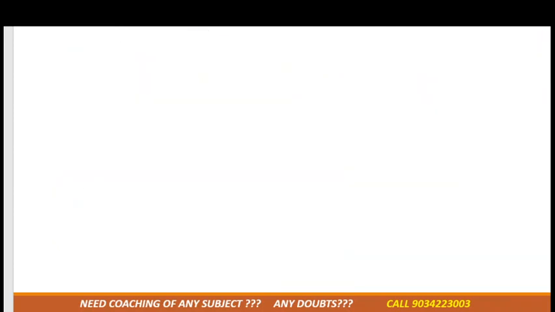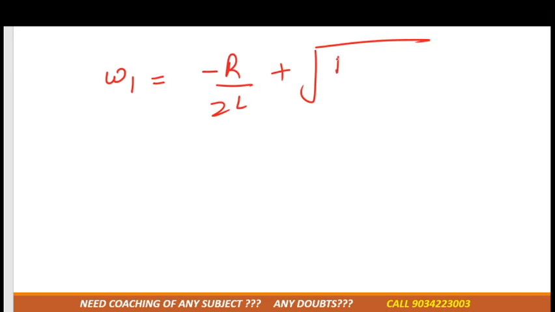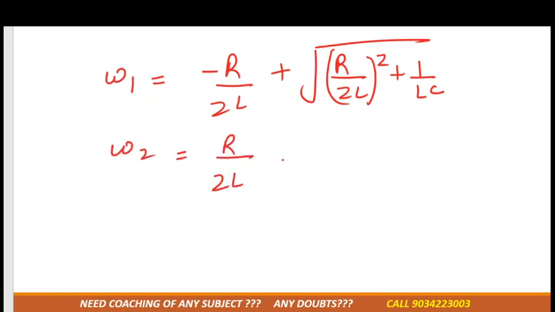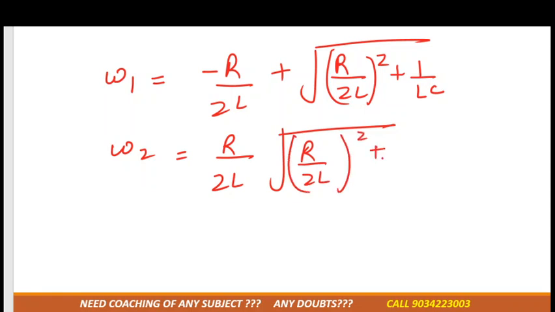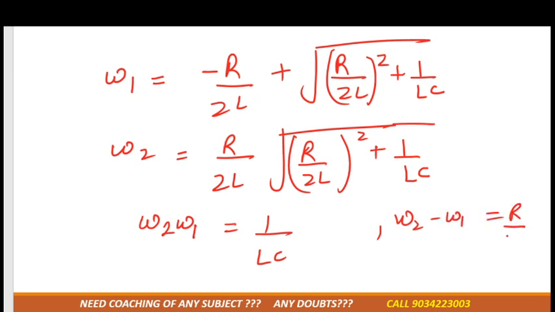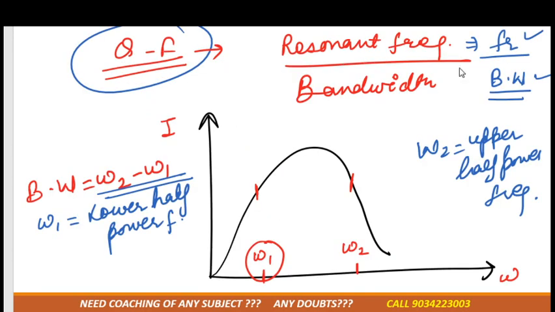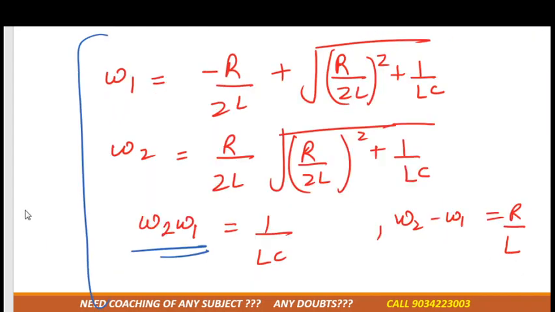If in any case they don't give the values of omega 1 and omega 2, then write down the formula. Omega 1 is minus R by 2L plus root of (R by 2L) squared plus 1 by LC, and omega 2 is R by 2L plus root of (R by 2L) squared plus 1 by LC. There is one more formula related to this: omega 2 times omega 1 is equal to 1 by LC, and omega 2 minus omega 1 is equal to R by L. Basically it is related to another concept. Again, don't go too deep, just remember this formula. But the main formulas are the Q factor and this bandwidth formula. There is only a 1% chance you wouldn't need to use this formula. Understood?